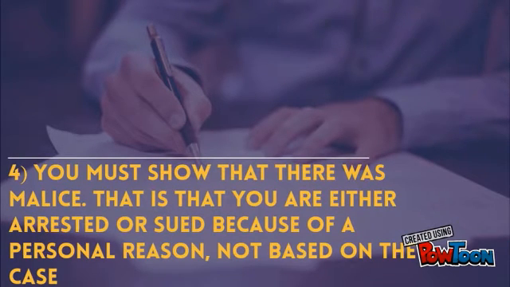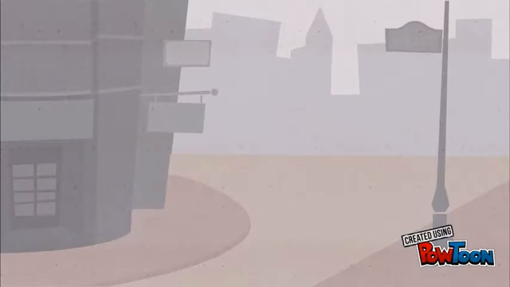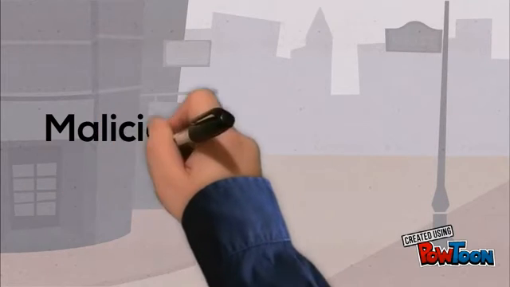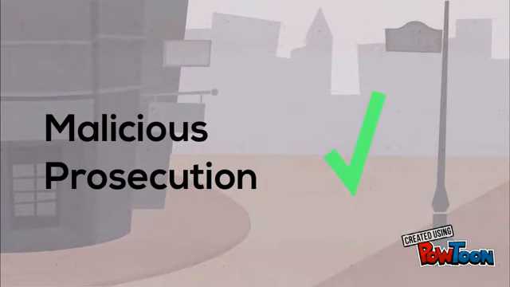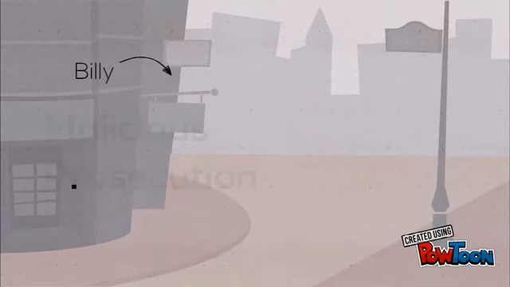Number 4, you must show that there was malice. That is, that you were either arrested or sued because of a personal reason, not based on the case. Now that we have an idea of what a malicious prosecution is, let's see an example.